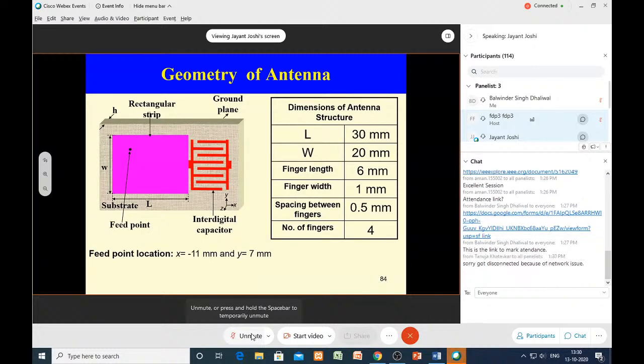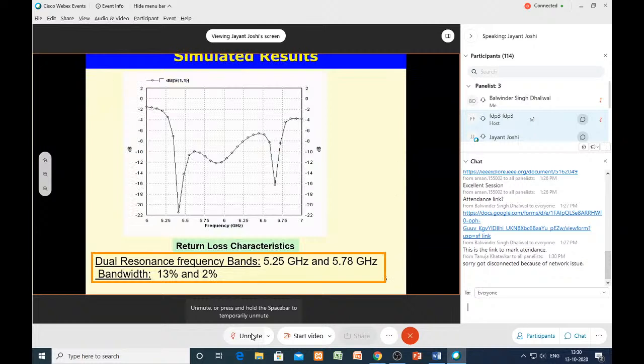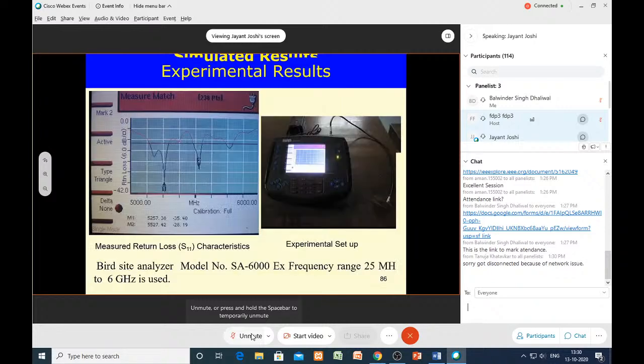But the results are very fantastic here. I used the IDC again. These are the measured results at 5.25 gigahertz and 5.78 gigahertz, with 13% bandwidth and 2% bandwidth. The measured results, very fantastic, I got. The IIT experts from Delhi appreciated this work. So these are the two bands I got.